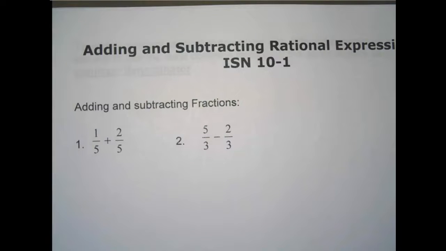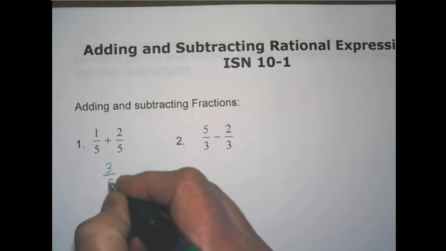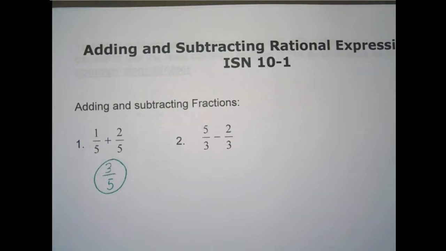Adding and subtracting fractions is a little bit more difficult than multiplying and dividing. To add or subtract fractions, you have to have a common denominator. If you have a common denominator, in this case 5, you simply add the numerators. And so that is your answer.